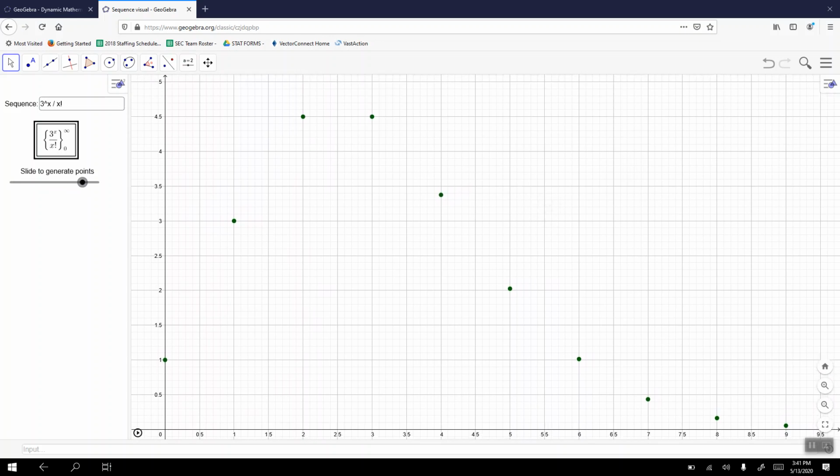Now, I'm going to omit the first one because the first one is where n is equal to 0. If n is equal to 0, then 3 to the power of 0 is going to be 1 divided by 0 factorial, but 0 factorial is just 1, so it really just becomes 1 divided by 1, and you see here the y value, or the output, is just 1.